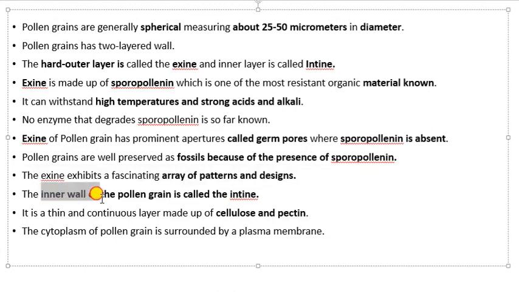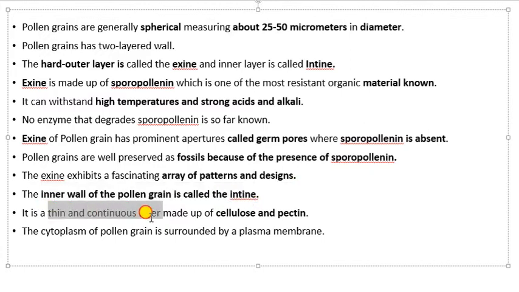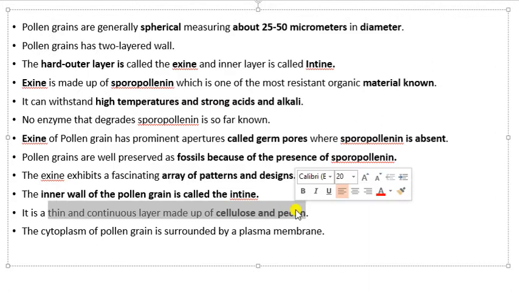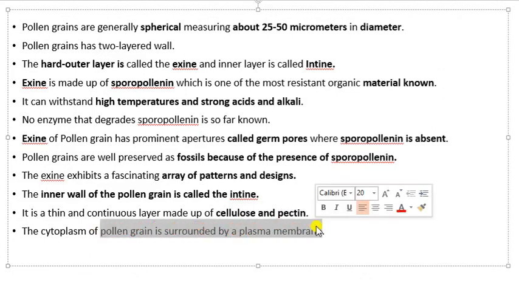The inner wall of the pollen grain is known as intine. It is a thin and continuous layer made up of cellulose and pectin. This is an important question for the exam: what is intine made up of? Intine is made up of cellulose and pectin, and in pollen grains the cytoplasm is surrounded by a plasma membrane. Once again, I'll repeat the important points.